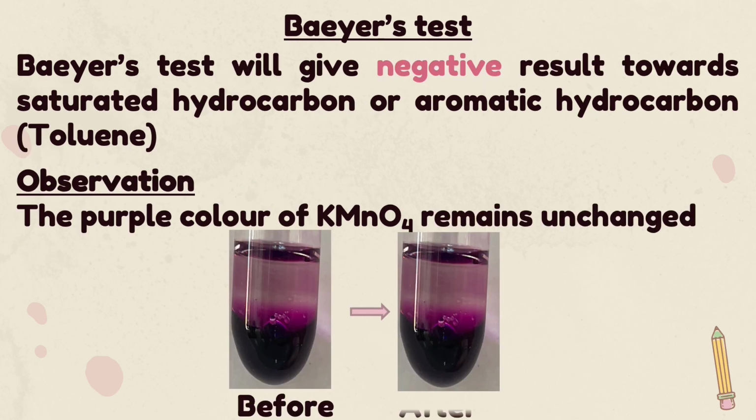That is also possible. So, Bayer's test will give a negative result towards saturated hydrocarbon and also aromatic hydrocarbon like toluene. If it is a negative result for Bayer's, the purple color of KMnO4 will not change. Why? KMnO4 is an oxidizing agent. If there is a reaction, KMnO4 will be reduced from MnO4 minus to Mn2 plus. The color of KMnO4 is purple, so if there is no reaction, the purple color remains unchanged.